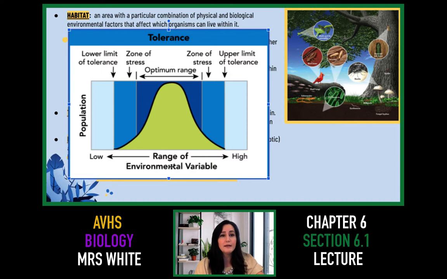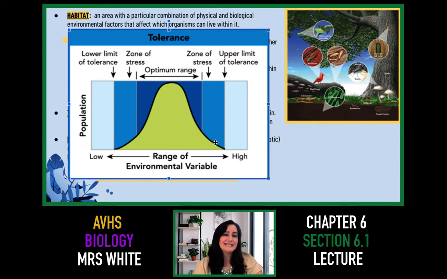We can see that right in the middle, that is the optimum range, meaning that we're going to have the most surviving. When we get to the extremes of maybe not enough sun or too low of a temperature, we're going to see that start to drop down quite dramatically. And we have here what we call the zone of stress, meaning that it's going to take a lot more energy to try to maintain that homeostasis that organism needs. And unfortunately, you'll see the population drop because not many can. There's also, on the very extreme end, the lower limit of tolerance, meaning that none can really adapt to that environment.